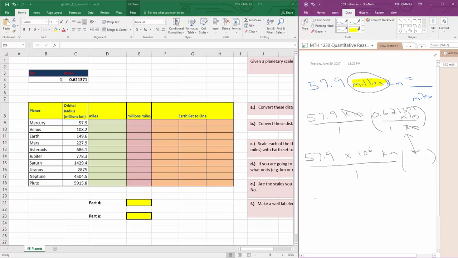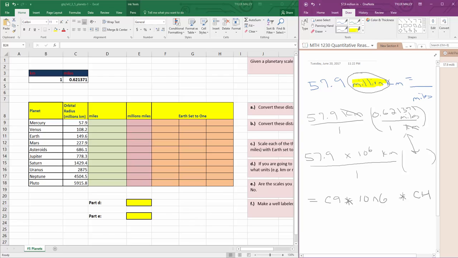So let's think about what kind of Excel formula I would need. I would need to take cell C9 multiplied by 10 to the 6th. Here's an asterisk. Let me write how I would type that in Excel: 10, then the caret key, and then 6. So C9 times 10 to the 6th, and then I would need to multiply that times cell C4.